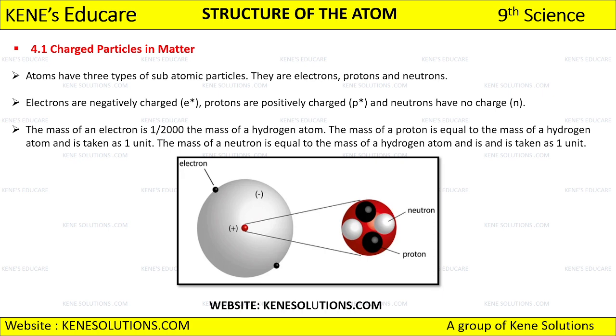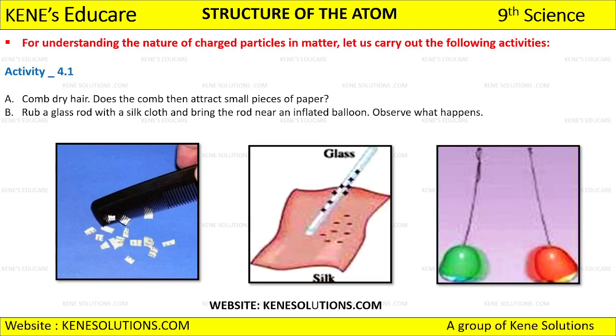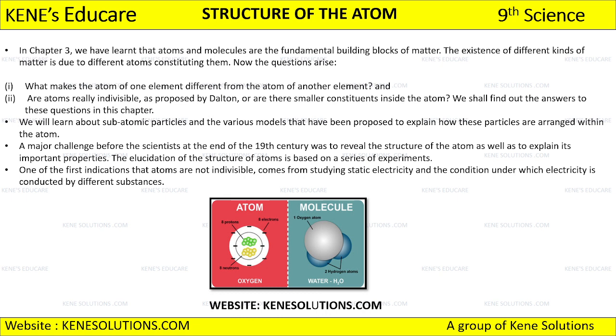So after charged particles in matter, we discussed this activity, because if you remember, in the first slide itself the last point was that one of the first indications that atoms are not indivisible comes from studying static electricity and the conditions under which electricity is conducted by different substances, right? So the first indication the chemists got that atoms are divisible was because of static electricity which was being studied.